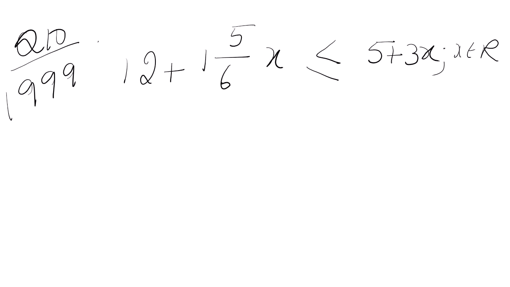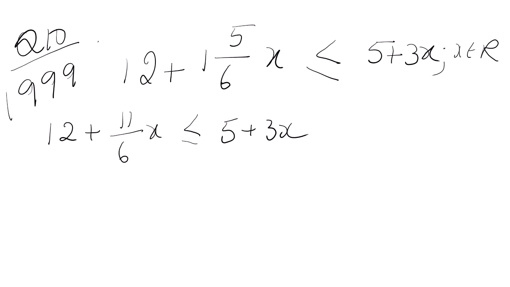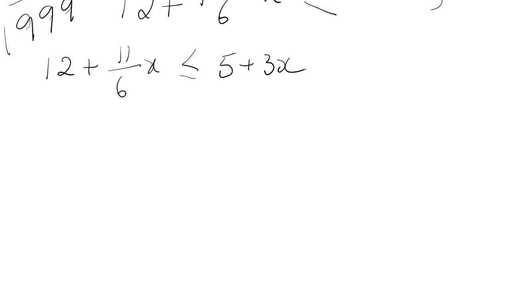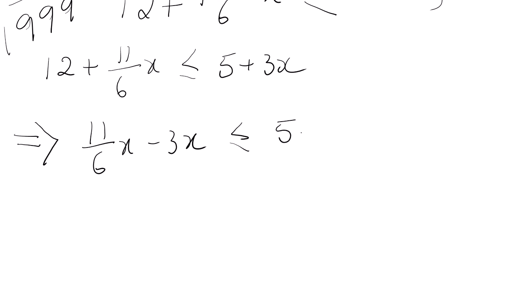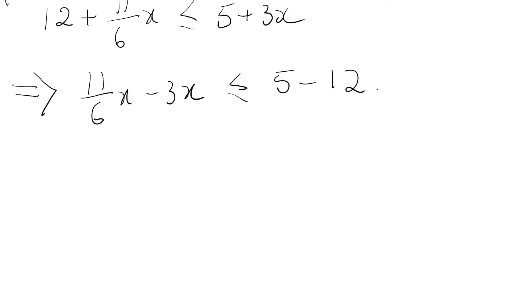So let us write 12. Now 1 5 upon 6 becomes 6 ones are 6 plus 5, 11, so 11 upon 6x is less than or equal to 5 plus 3x. So we bring 3x this side and send 12 to the other side. So this implies 11 upon 6x minus 3x is less than or equal to 5 minus 12.